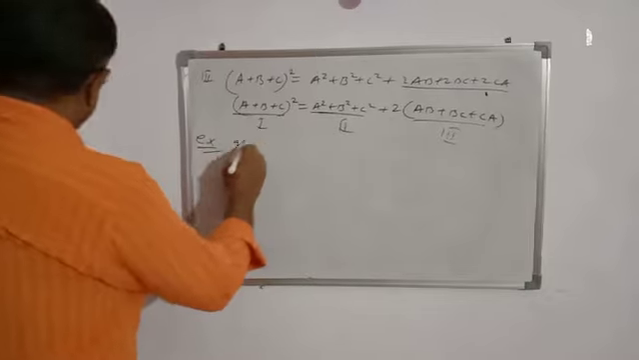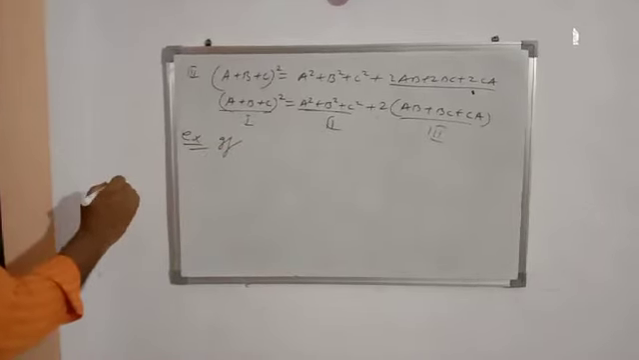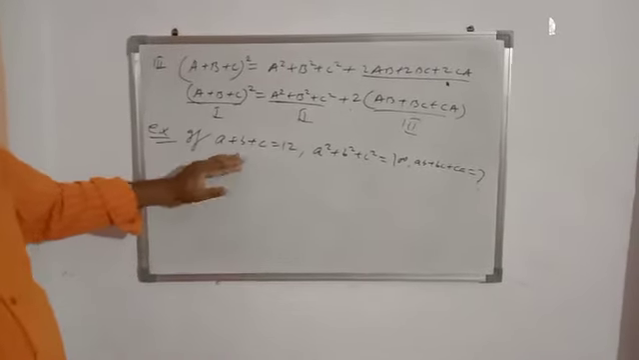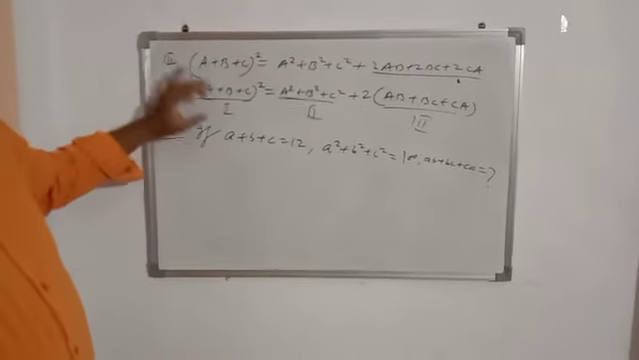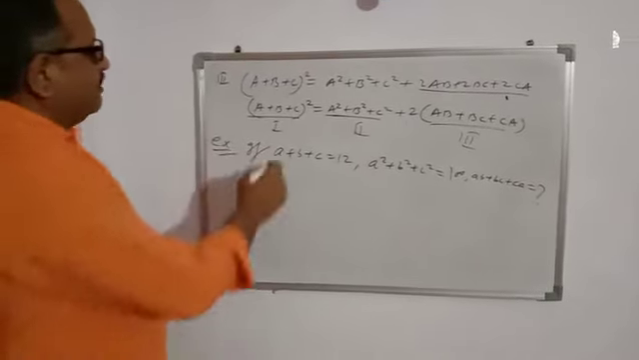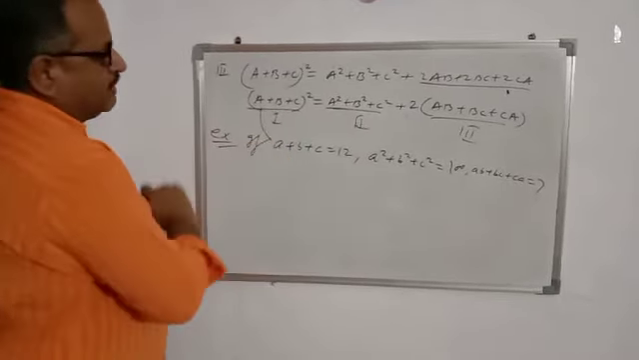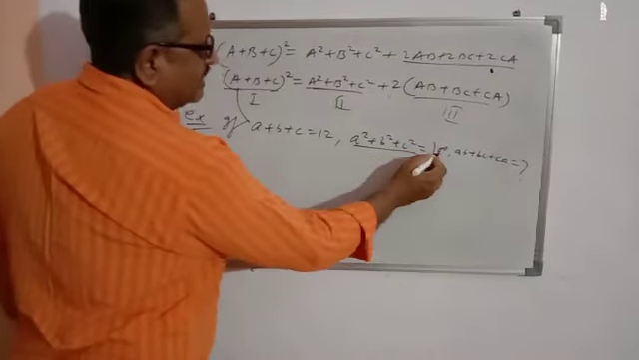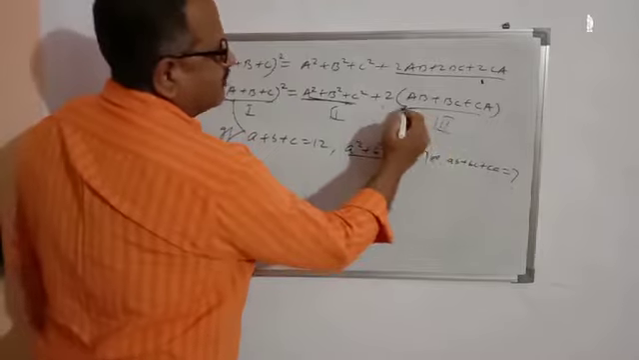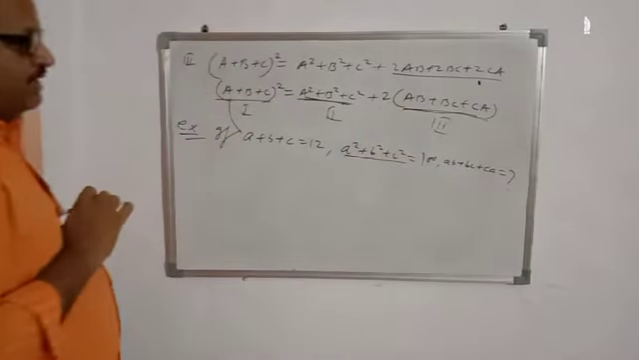So let us see this example. In this example we have to apply this identity. The value of A plus B plus C is given as 12, which means the first part is given. A square plus B square plus C square is 100, so this value is given. AB plus BC plus CA, the third part's value, we have to find.